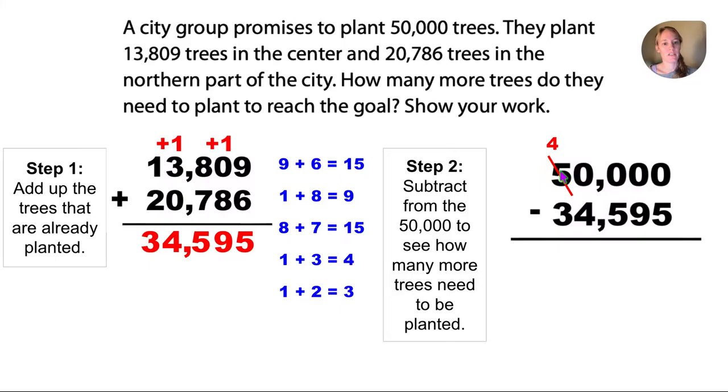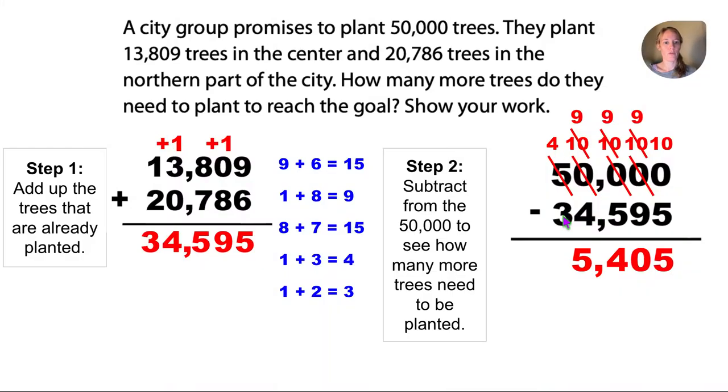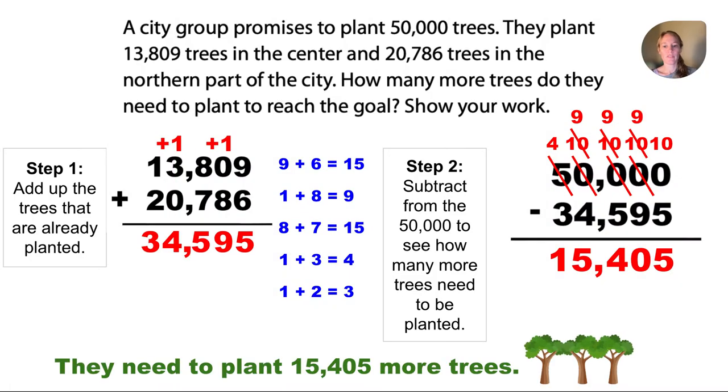So if you borrow a 10,000 and bring it to the thousands place, now you have 10 thousands. Borrow one of those and bring it to the hundreds. Now you have 10 in the hundreds. Take one and bring it to the tens. Now you have 10 in the tens place. Take one and bring it to the ones place. So now we can start subtracting. So 10 minus 5 is 5. 9 minus 9, 9 minus 5, 9 minus 4, and then 4 minus 3 would be 15,405. So they would need to plant 15,405 more trees.